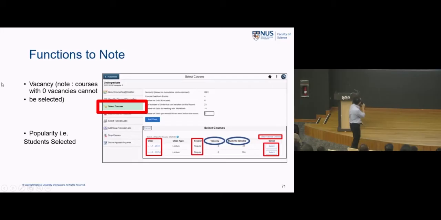Okay, so like I said, when you go into the select course, this is some important information that tells you how many vacancies are available for you in this round, and how many students have already selected the course in this round. So comparing these numbers will give you a sense of the popularity of that course. Okay? So make sure you check those numbers out.